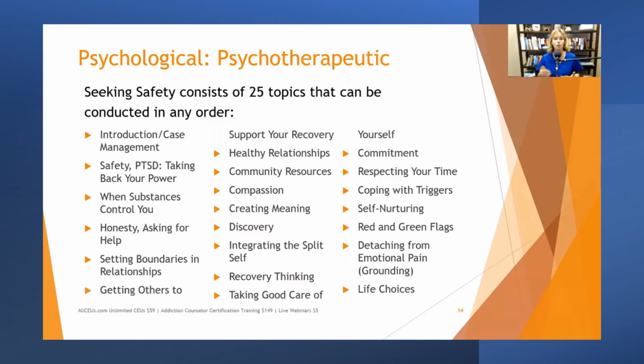The book goes over case management, taking back your power when substances control you, using honesty and asking for help, setting boundaries, getting others to support your recovery, community resources, creating meaning out of what's happened, integrating the split self, detaching from emotional pain and grounding, and coping with triggers, just to name a few.